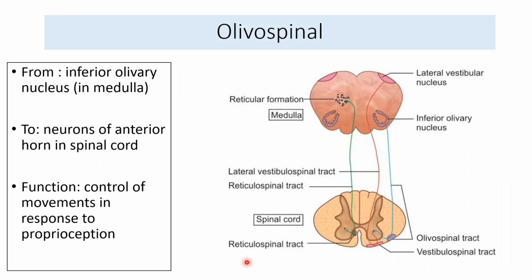The last is the olivospinal tract. Olivospinal tract arises from the inferior olivary nucleus, which is present at the level of the medulla. And where does it reach? It reaches the neurons of the anterior horn of the spinal cord. The function is to control the movements in response to proprioception. So in this one picture, you can see all the extrapyramidal tracts from the reticular formation and from the lateral vestibular nucleus. This is a vestibulospinal, this was the reticulospinal tract, and this is the olivospinal tract.